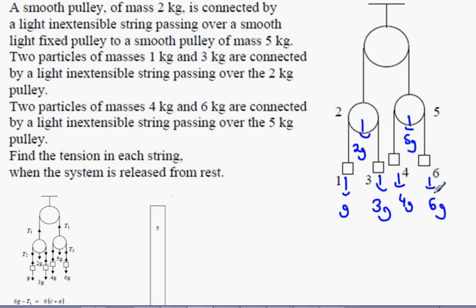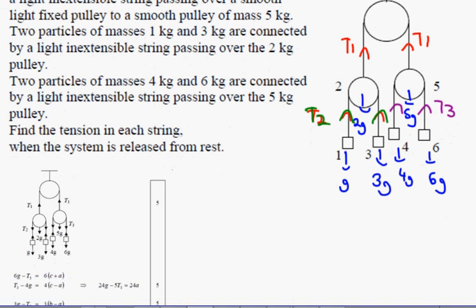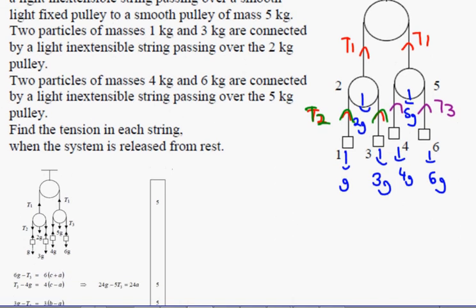Now we're going to have to label our tensions. We'll call this one T1. T1 is the same, that's the same string. And then T2 shall be the tension in the 2 kilogram pulley system. I'll label it in a different color, T2 in green. And then finally T3 in purple. Now we're going to have to put some accelerations in as well.